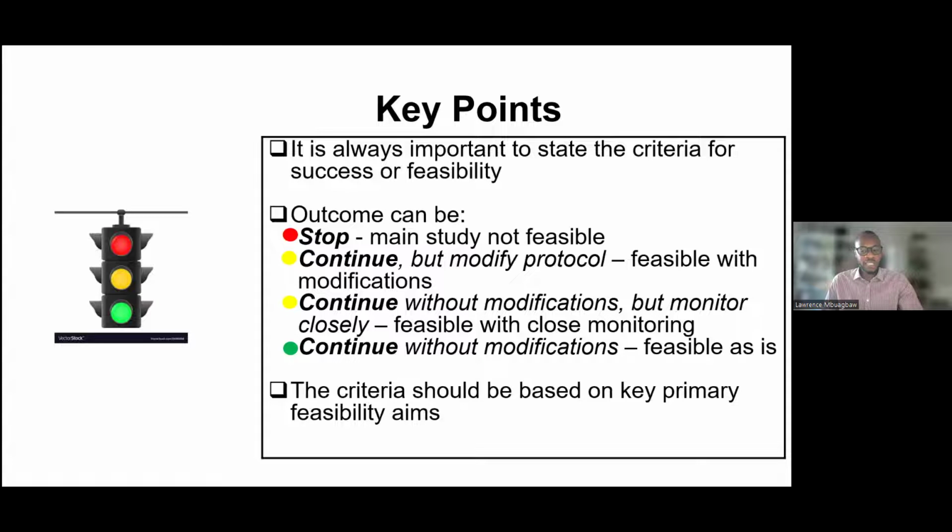But if you're aiming for 80 and you get 75, and then you could possibly modify your protocol and make the study feasible, right? So there are two levels of the amber where you can continue and modify your protocol because it's feasible with modifications, or you can continue without modifications, but you have to monitor closely to ensure that you're meeting those thresholds that you want. And then sometimes you meet all of your progression criteria and your study is feasible as is, right?